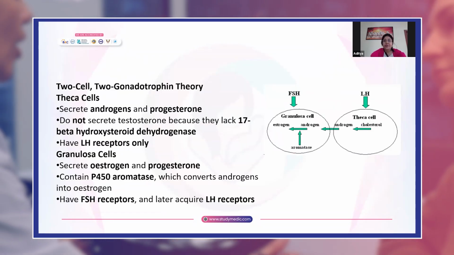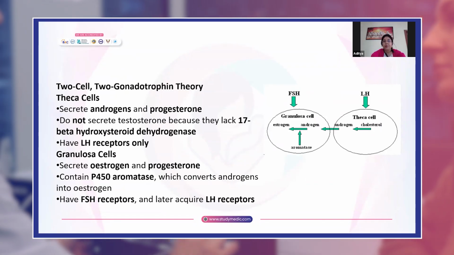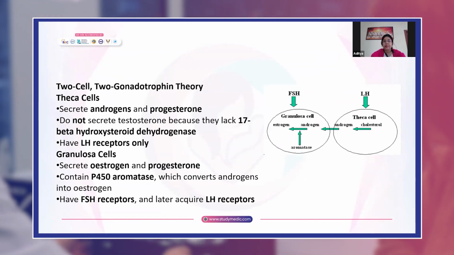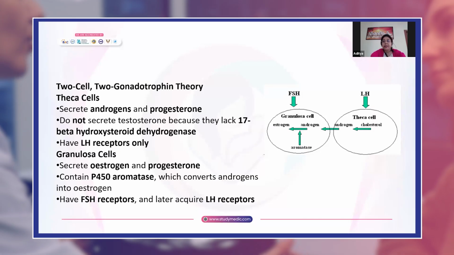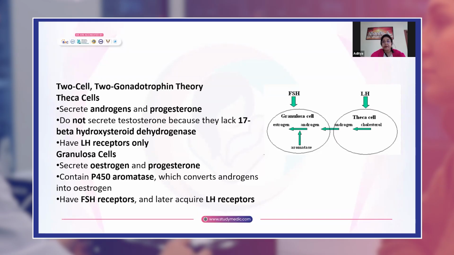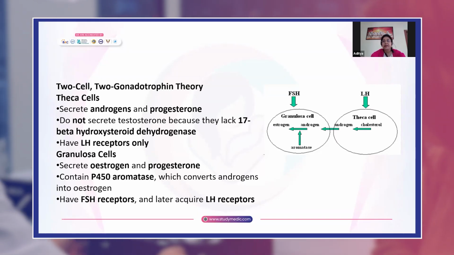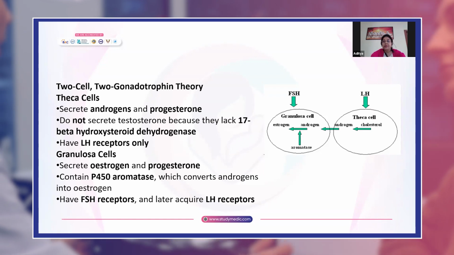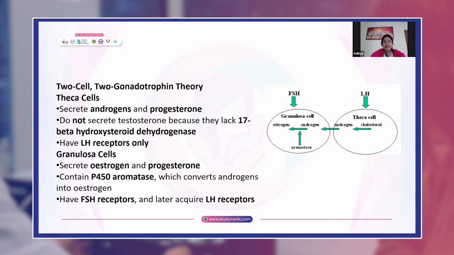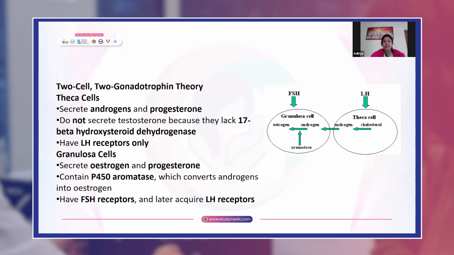So, estrogen production occurs in the ovary by two different cell types and two different hormones. This is called the two-cell, two-gonadotropin theory. The theca cell is on the outer side of the follicle and responds to LH. This LH acts on the theca cell, which starts producing androgen and progesterone. They cannot secrete estrogen because they lack aromatase.